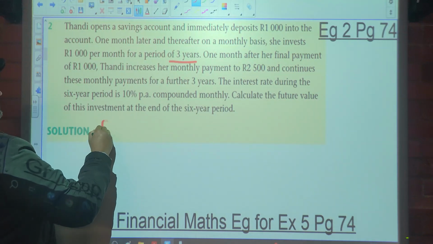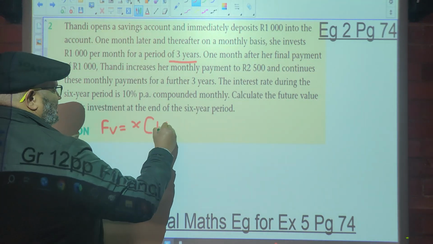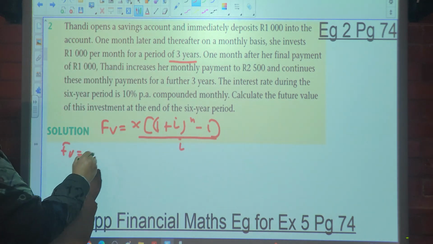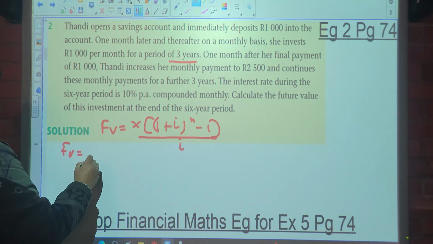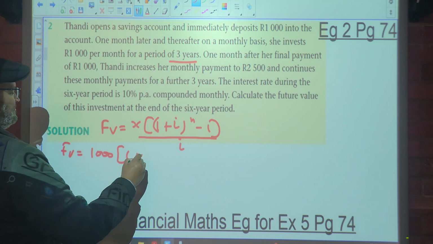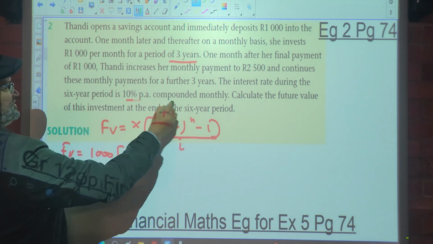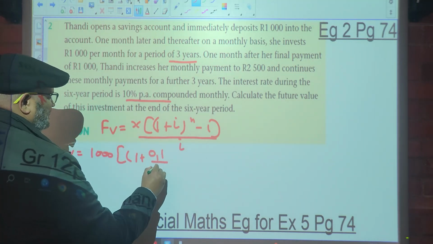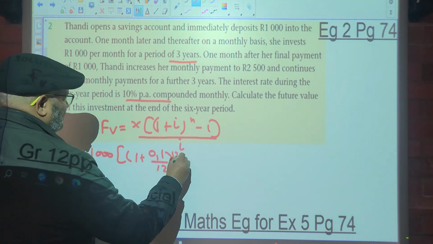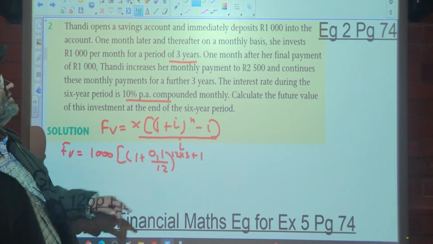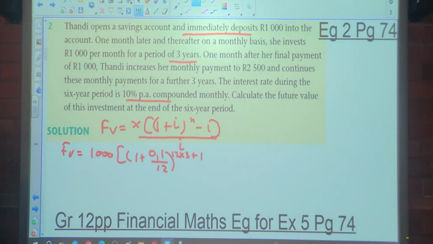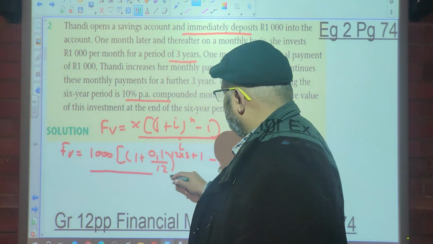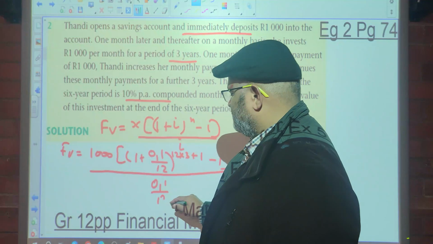So what happens is the future value is x into 1 plus i to the exponent n minus 1, all over i. So the future value total for the first 3 years is going to be 1,000 Rand into 1 plus i. The interest rate is 10% compounded monthly, so 0.1 over 12 to the exponent 12 times 3 plus 1. Why plus 1? Pays immediately. You see that, people? Then minus 1, and this is all over i, which is 0.1 over 12.